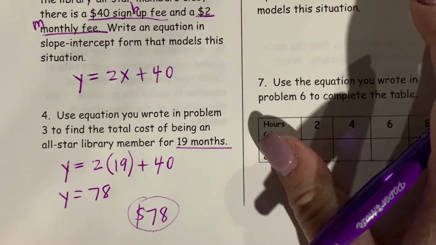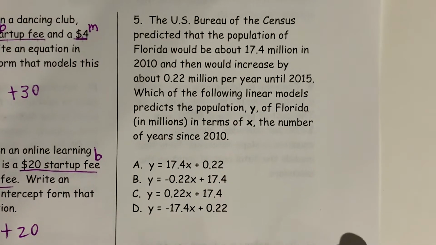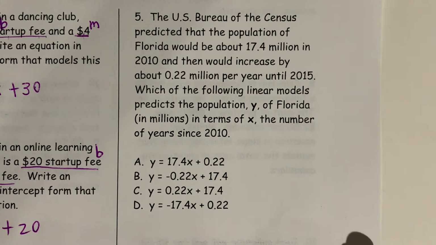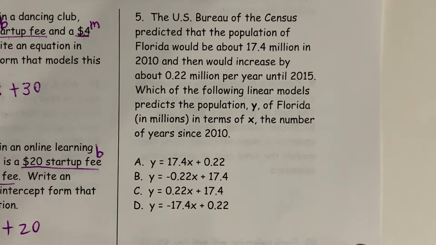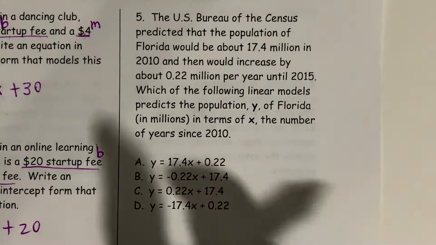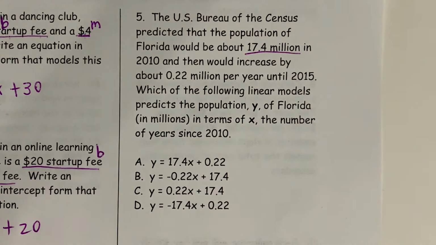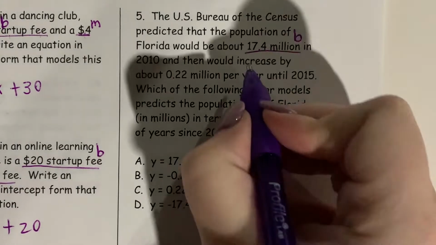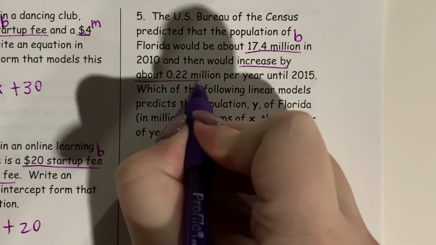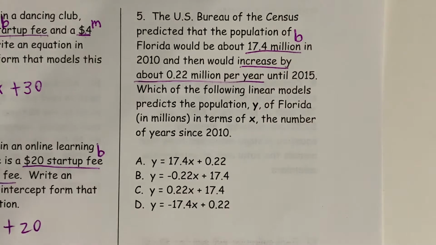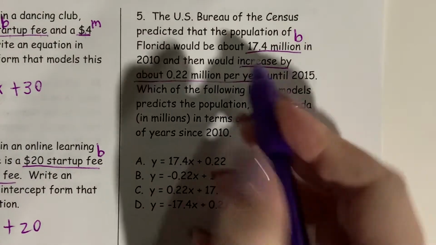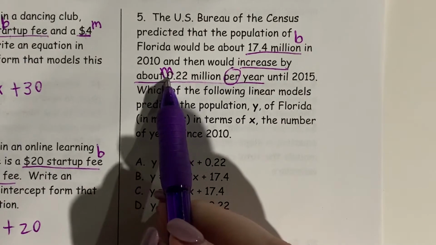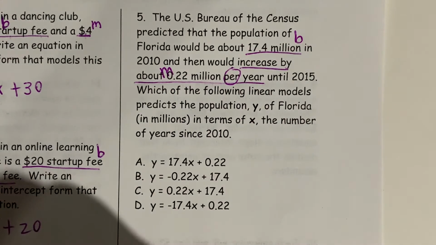Let's look at number 5. The U.S. Bureau of the Census predicted that the population of Florida would be about 17.4 million in 2010. So it looks like we're starting at this, 17.4 million. So there's my B. And it's going to increase by about 0.22 million per year. So I see this keyword right here, per, right? This is signifying my M, my slope, my rate of change.